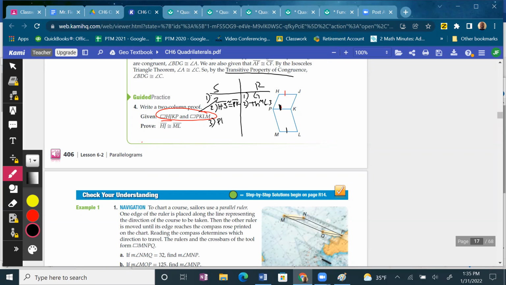And guess what? PK is congruent to ML, also by theorem 6.3. And they're both congruent to PK. So now I can just say that HJ is congruent to ML, by the transitive property of congruence, TPC.